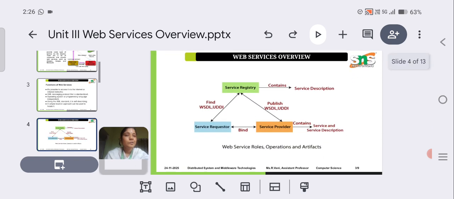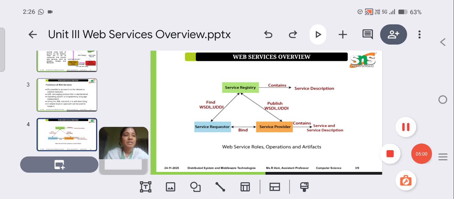Next, we are going to see the web service roles. These are the web service roles: the service requester, service provider, and service registry. The purpose of each role and its operations can be explained in a detailed manner. We can see who is a service requester and who is a service provider, what is the purpose of the service registry, and what types of information we are going to store in this process.